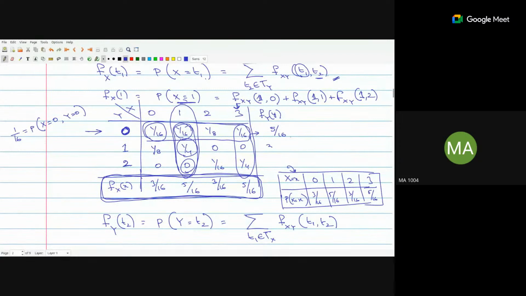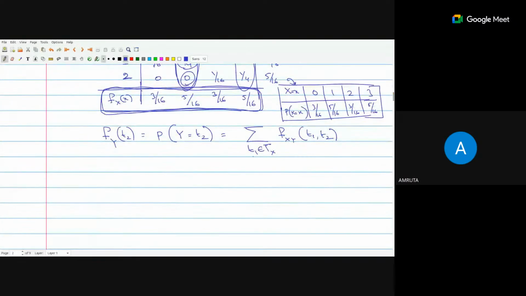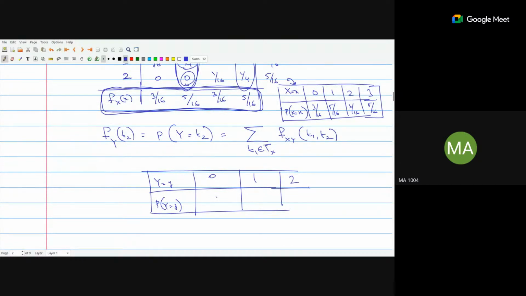This will be 3 by 8, and 3 by 8 and 5 by 16, 5 by 16. Again, you can write down the table of y: Y is equal to small y, and the probability that Y is equal to small y. So y takes values 0, 1, 2, with corresponding probabilities 5 by 16, 3 by 8, and 5 by 16. So this is the individual PMF of y.